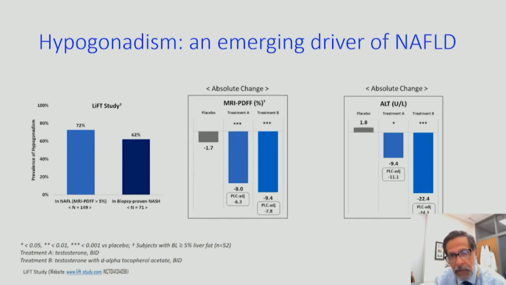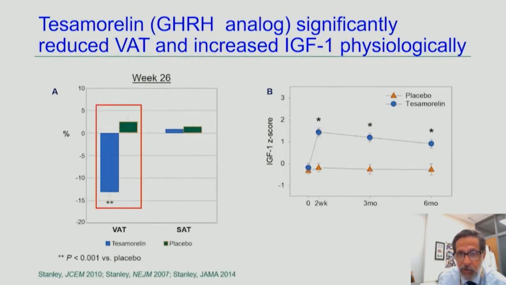These are in males. And when you treat these, as we showed in the LIFT trial, just by bringing the testosterone levels back into the physiologic range, there is a substantial drop in MRI-PDFF, a substantial proportion of people improve their ALT, and also completely resolve their fatty liver disease. So this is an area which is very interesting and is emerging and moving into histology-based trials to be presented at AASLD also.